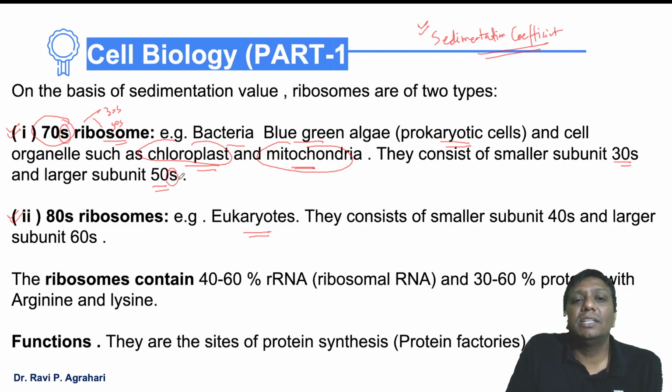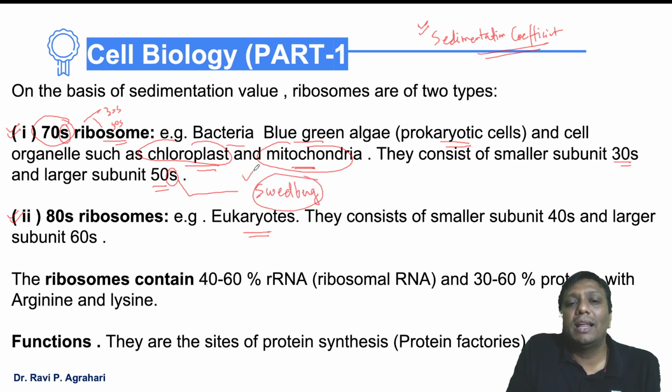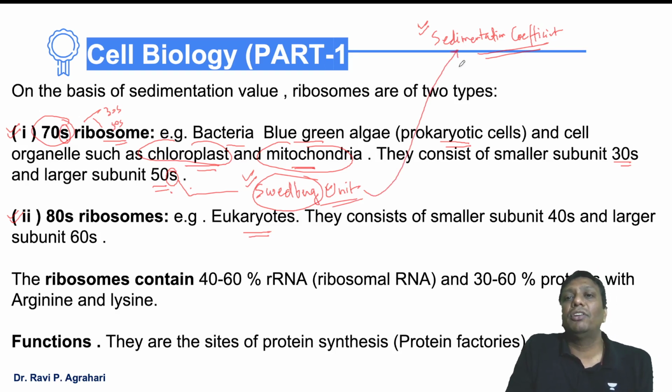Okay, S is the unit, and this unit is called the Svedberg unit. In one of the examinations I have seen a question on what S denotes in the ribosome. So S everywhere, 70S and so on, they denote the Svedberg unit. And the Svedberg unit value we identify in molecular biology under the sedimentation coefficient.